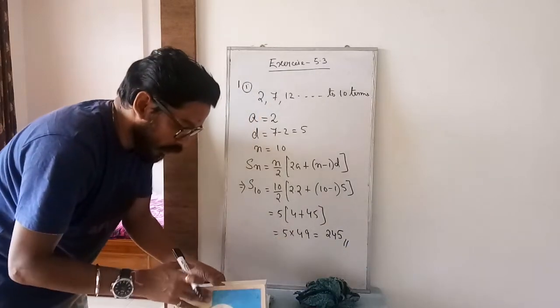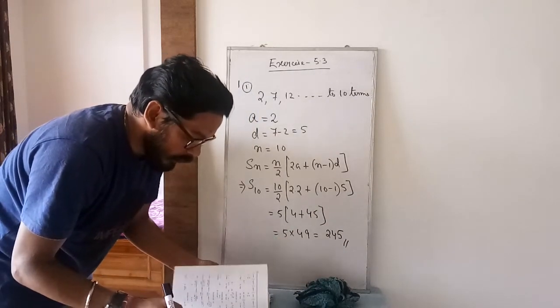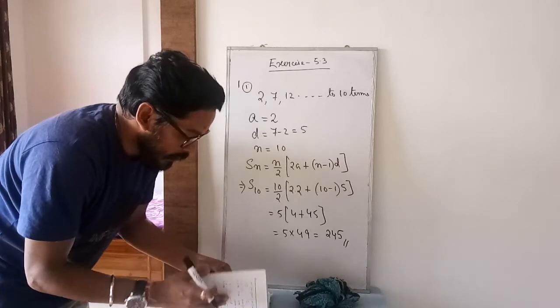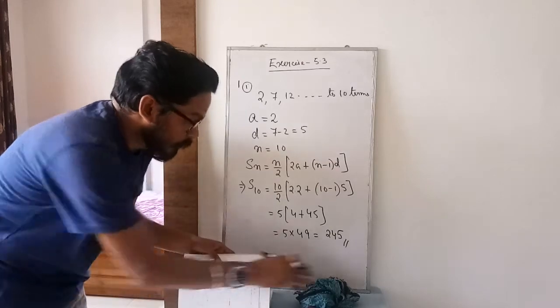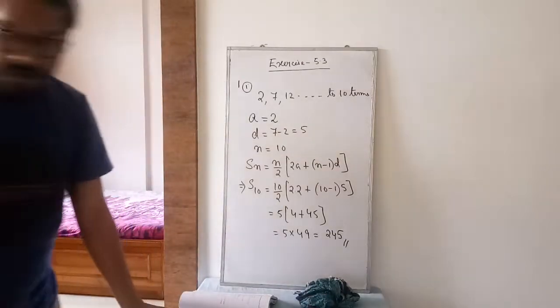5 times 9 is 45, 4 carry, so 245. So take the screenshot of this, exercise 5.3, question number 1, Roman 1: 245.